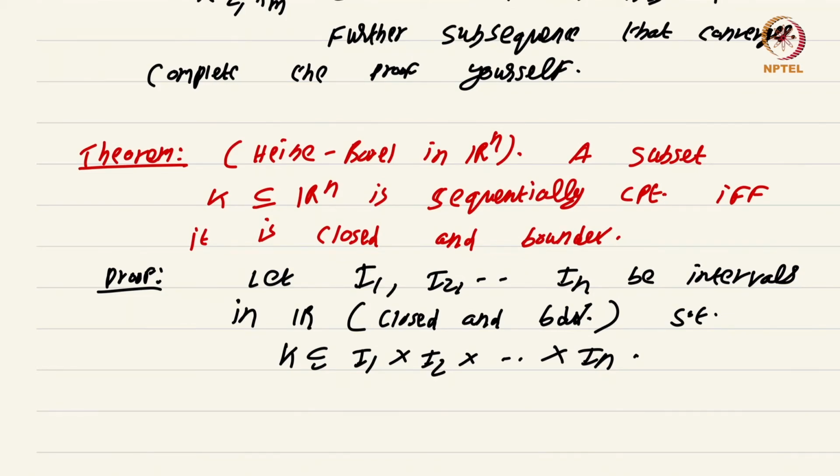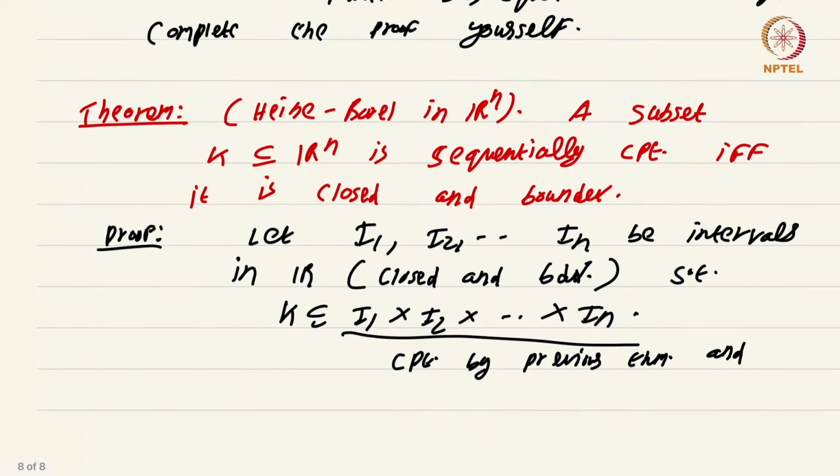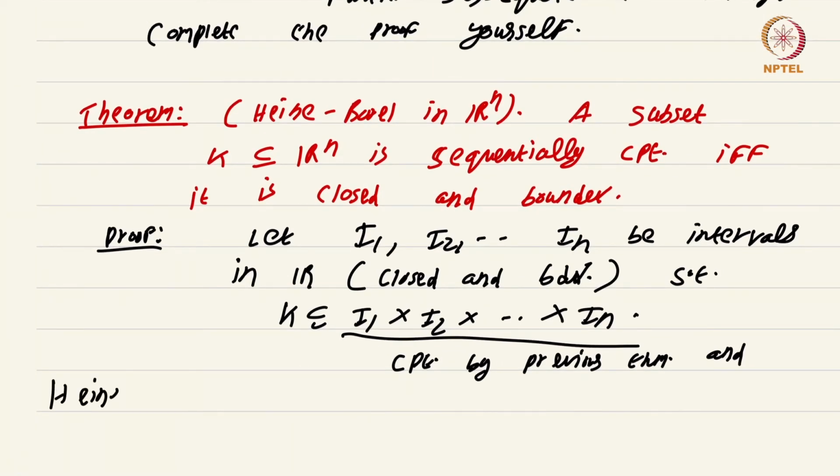Now by the Heine-Borel theorem in the real numbers, each one of these I1, I2 ... In are all compact. Therefore, the previous theorem will say that the product is compact in Rn. Now, the moment the product is compact, K being a closed subset must also be compact. So this is compact by the previous theorem and Heine-Borel in R, and K is compact because it is closed.